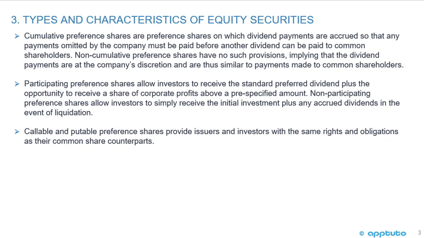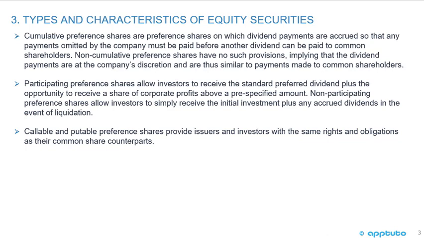Participating preference shares allow investors to receive the standard preferred dividend plus the opportunity to receive a share of corporate profits above a pre-specified amount. Non-participating preference shares allow investors simply to receive the initial investment plus any accrued dividends in the event of liquidation. Finally, callable and puttable preferred shares provide issuers and investors with the same rights and obligations as their common share counterparts. So again, a callable preferred, it's the issuer that has the right to call the shares back.